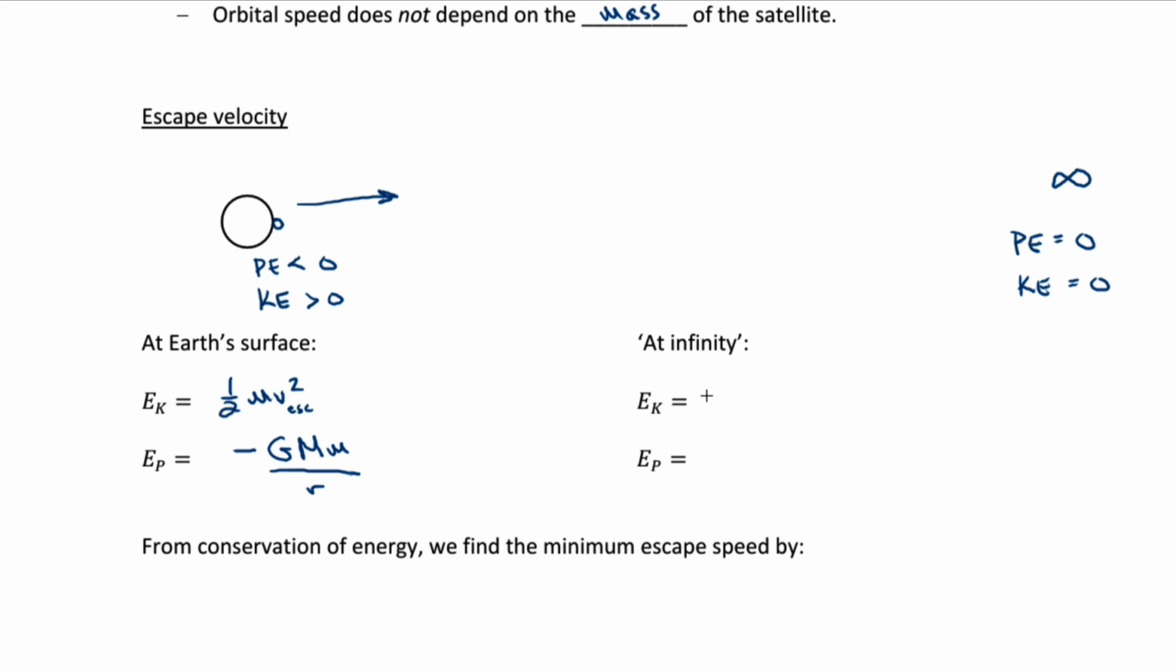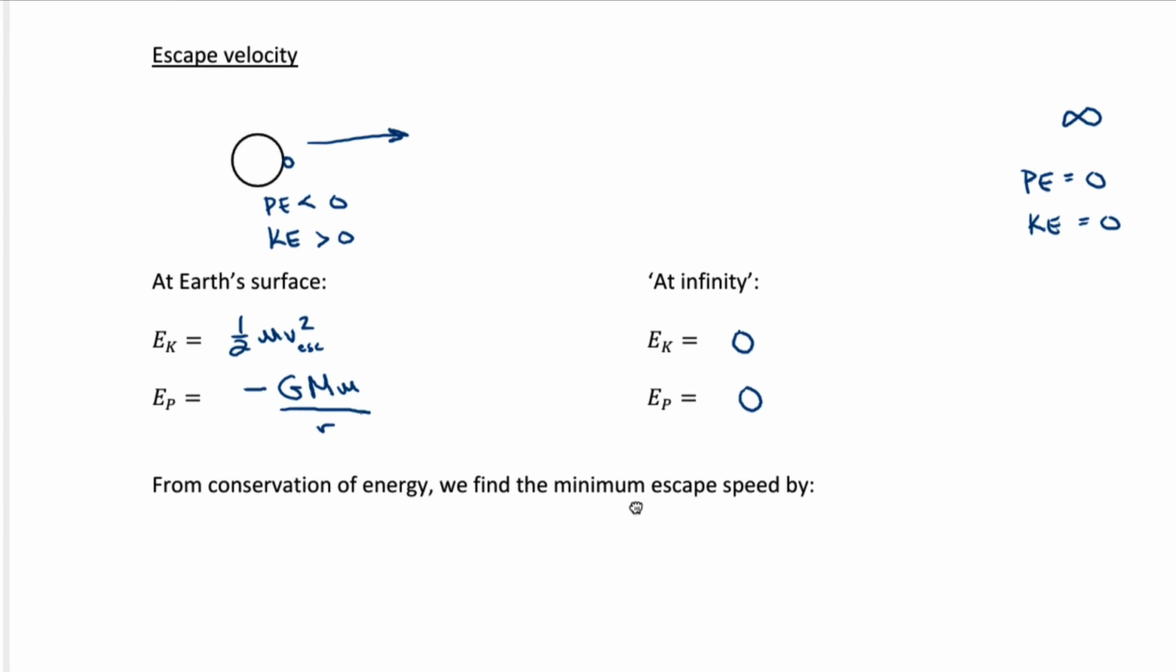And we've said that we want it to coast to a stop at infinity, so the kinetic energy is zero at the end of the problem, as it gets infinitely far away. And the potential energy is also 0 because it's reached our reference point where we've set potential energy equal to 0. And now it becomes a conservation of energy problem.